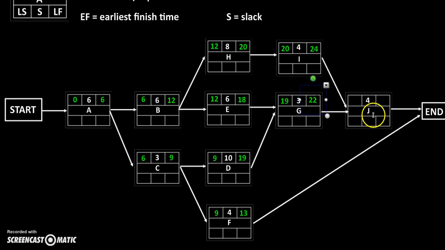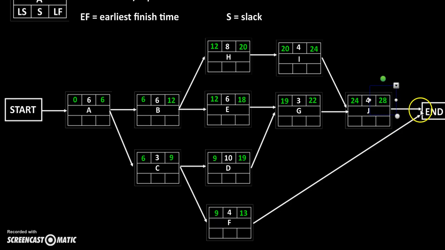And then for J, we run into that exact same problem. We have two activities preceding J, G and I. But I has the greater, 24, so we're going to use the 24 as our early start time, which means that our earliest finish becomes 28.